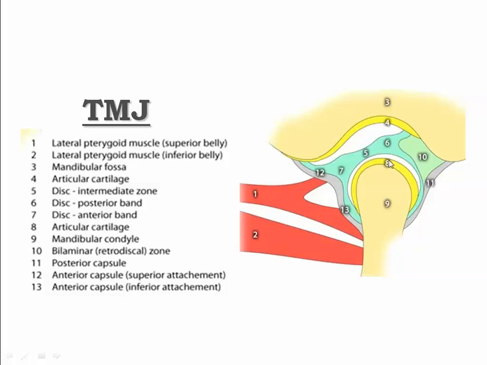The disc is attached anteriorly and posteriorly to the joint capsule, and also to the lateral pterygoid muscle, which has two bellies, the superior belly and the inferior belly. The superior belly has an intimate relation to the articular disc and is involved in the movement of this disc as well. And posteriorly, there is a zone known as the bilaminar zone or the retrodiscal zone, which attaches the disc to the posterior joint capsule.